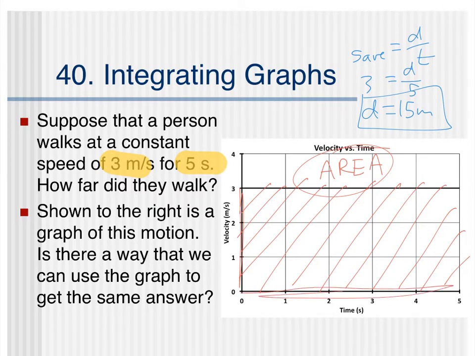Now, for something like this it might seem like not a big deal. This might seem kind of worthless. However, there are going to be situations where we're not going to be able to simply multiply two numbers together. And this really comes up when we have situations where one of the values is changing. So maybe it's no longer a constant speed of 3 meters per second. It's no longer a horizontal line like we have here. And that's when integrating becomes really powerful.